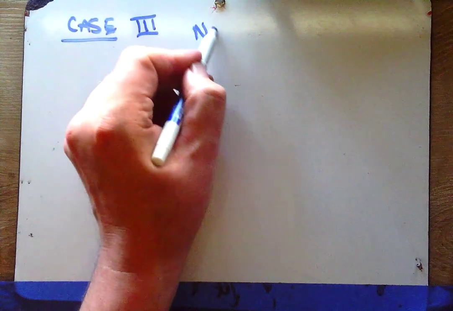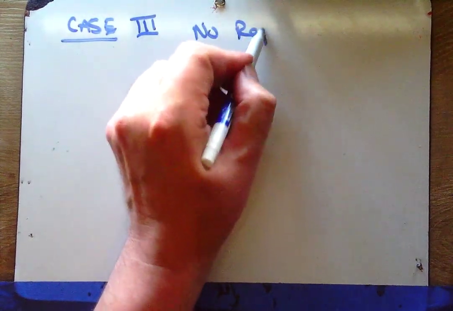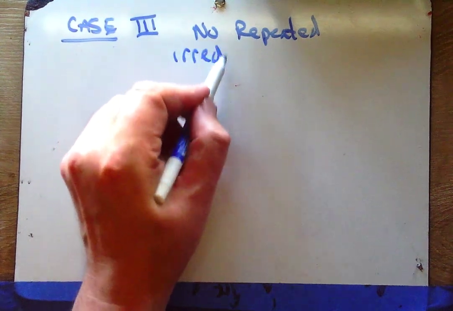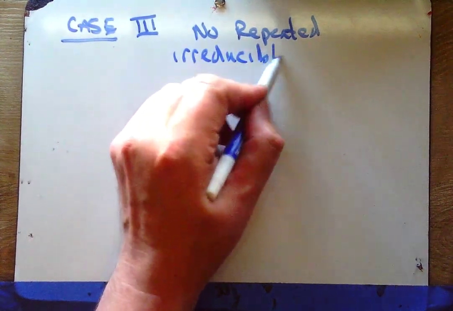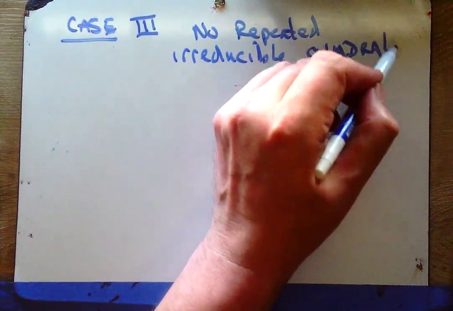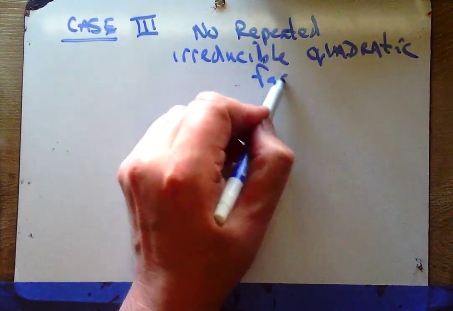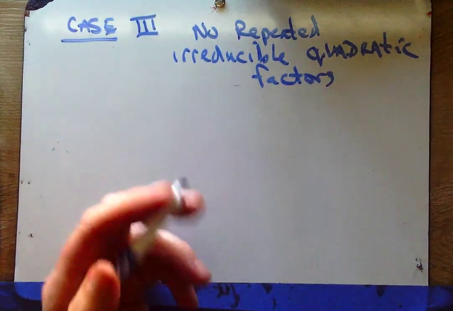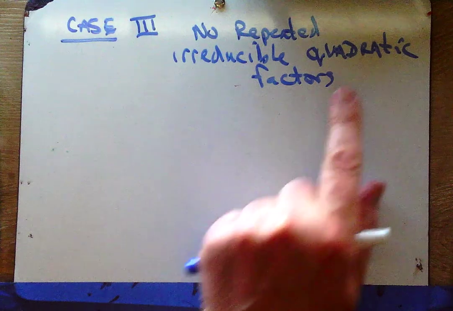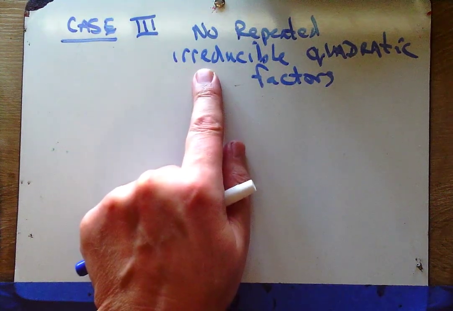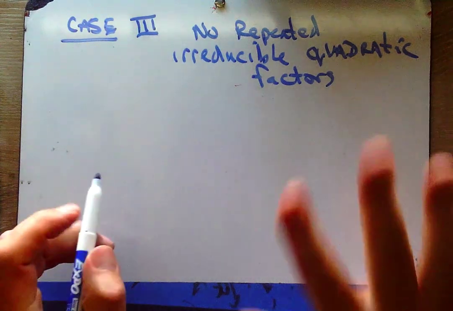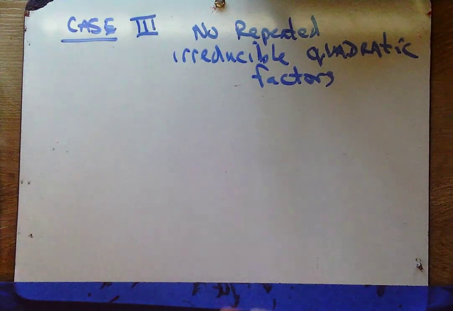Case 3 is non-repeated, irreducible quadratic. What do I mean by that? Well, what I mean is when I have something that's a quadratic that I can't factor, and factor with real numbers is what I'm talking about.